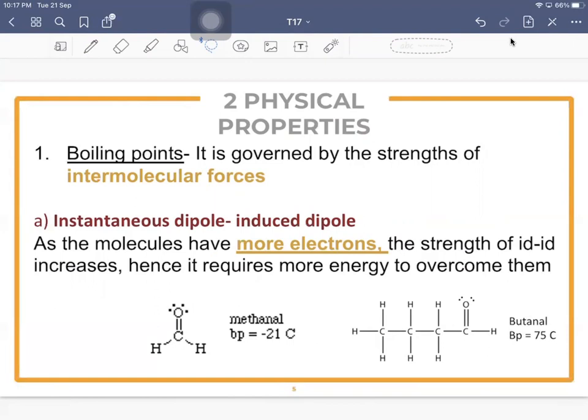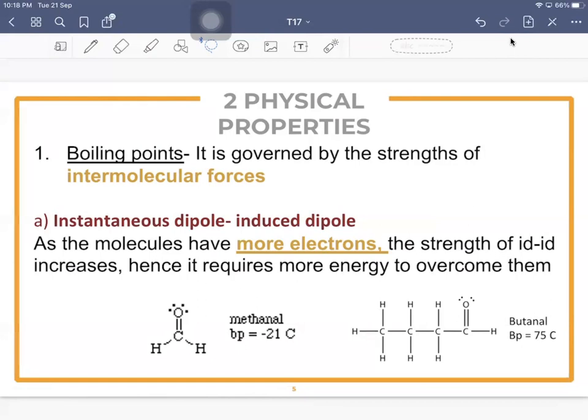Okay, carbonyl compounds will have the instantaneous dipole-induced dipole force. Of course, because this force is present in anything and everything that has electrons. So the first intermolecular force that is present in your carbonyl compounds would be the ID-ID force. ID-ID force depends on 2 factors. The first one is the number of electrons and the second is the surface area of contact.